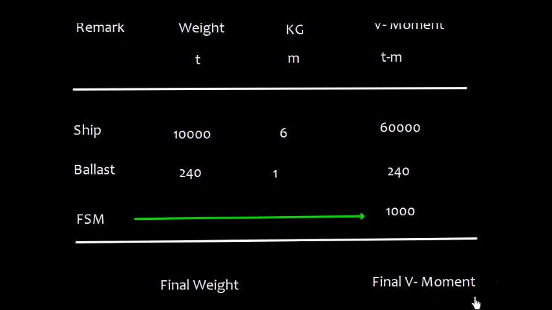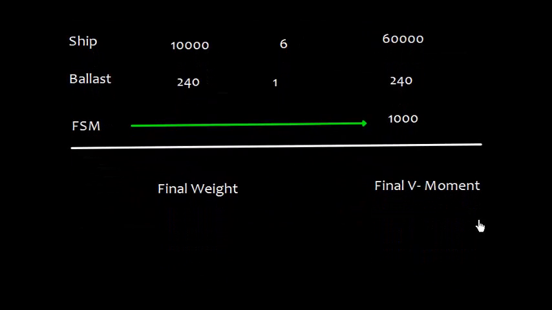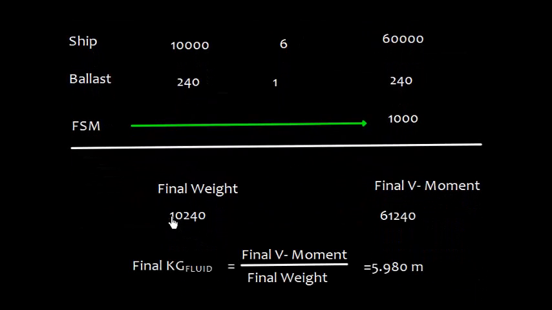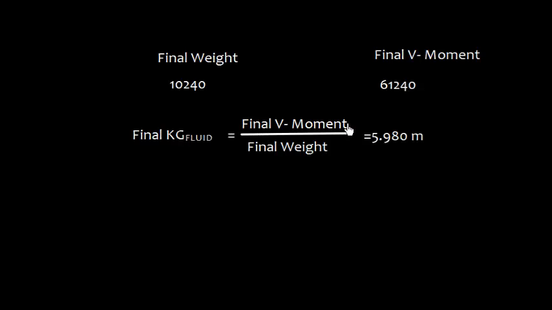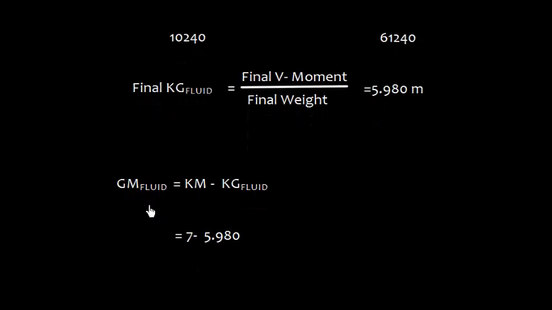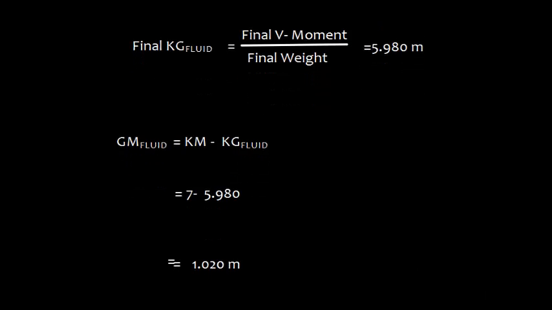So we need to find the final weight and the final vertical moment, which is like this. Final weight 10240 and the final vertical moment is 61240. So the KG fluid is final vertical moment divided by final weight, which is 5.980. So the KM was 7 meter, so GM fluid is KM minus KG fluid, that is 7 minus 5.980, or simply 1.020.